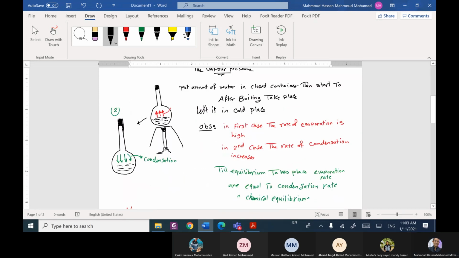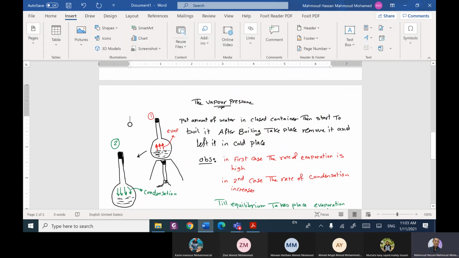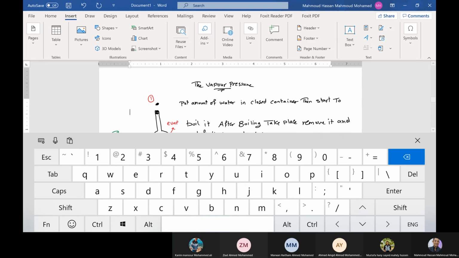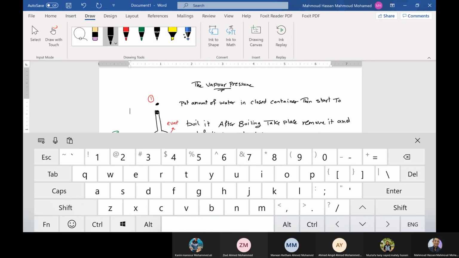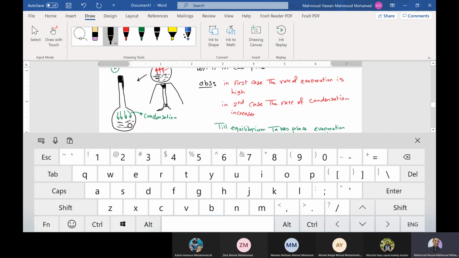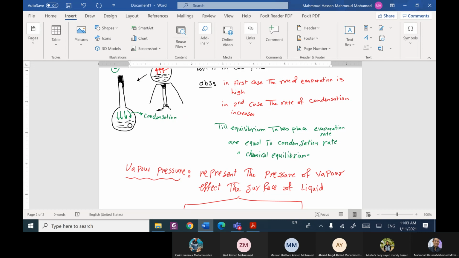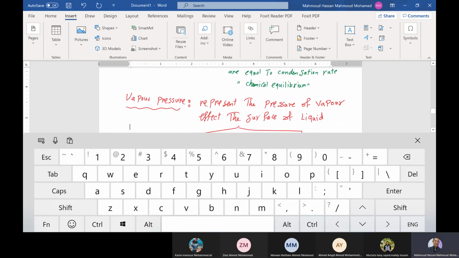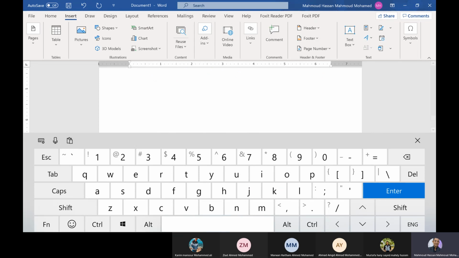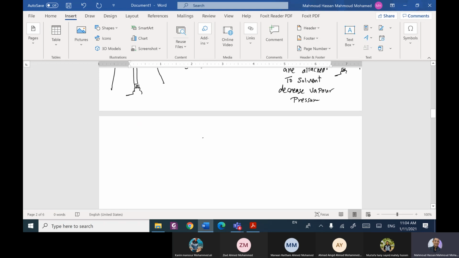Second property. We insert more than one slide since we will need it to complete the session. Elevation in the boiling point.